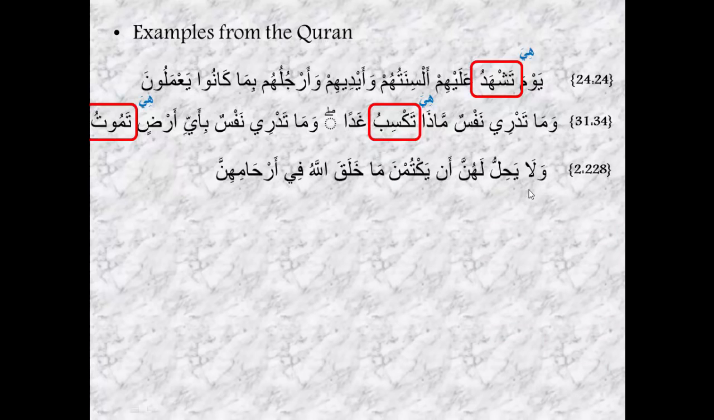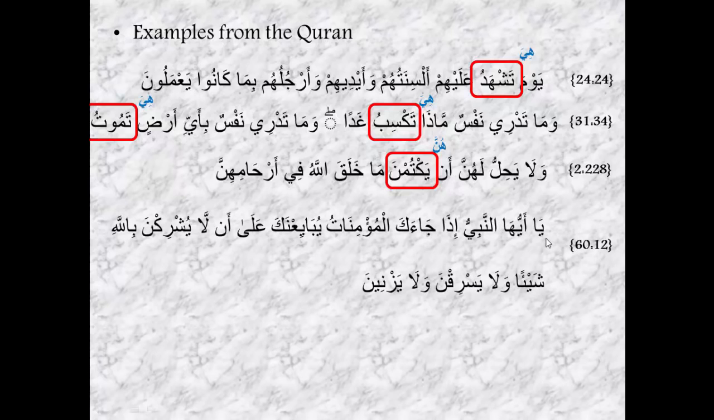ولا يحل لهن أن يكتمن ما خلق الله في أرحامهن. Taken from Surah Al-Baqarah, we have, and it is unlawful, ولا يحل, for them to conceal what Allah has created in their wombs. Here we have an example, yaktumna, yaf'ulna. This is a conjugation for hunna, referring to a group of females. For them, the females, to conceal. ما خلق الله في أرحامهن, what Allah has created in their wombs.